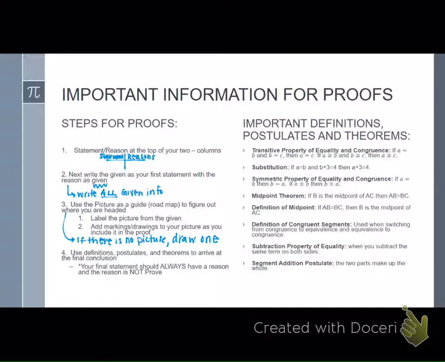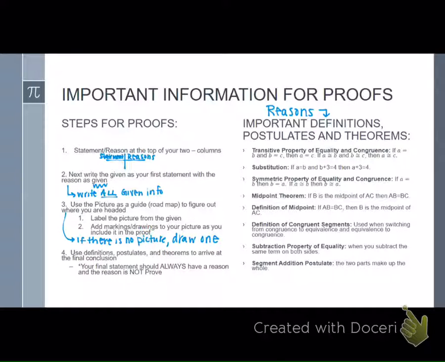These are reasons that you could use in your proofs. So the transitive property of equality or congruence. Equality is if it's an equal sign, congruence is if it's a congruent sign. So if A equals B and B equals C, then A equals C. That's much like the law of syllogism. If the middle 2 pieces are the same, so B and B are the same, then the outside 2 pieces equal each other. That's the same as congruence. If A is congruent to B and B is congruent to C, then A is congruent to C.